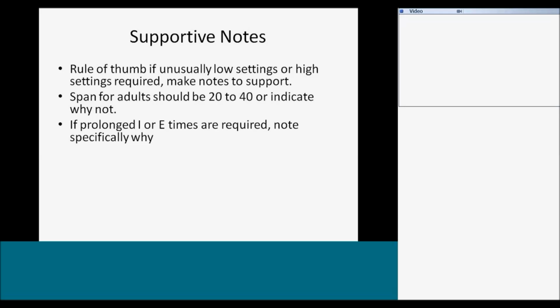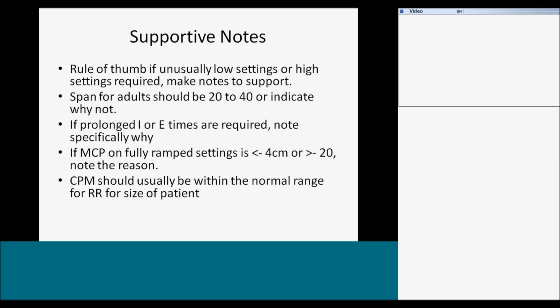If you're using a prolonged inspiratory or expiratory time and they're required for patient comfort, just note specifically why you did that. But remember, the golden rule of this is -4 mean Curos pressure or more negative. So if you start using prolonged expiratory time, make sure that after fully ramped, you're not more positive than -4. If you're on a 0 mean Curos pressure, over time, you're emptying the lung and you're going to create problems for the patient. So mean Curos pressure always needs to be more negative than -4. If mean Curos pressure is not more negative than -4, or it is more negative than -20, note the reason that you set those settings in that place.